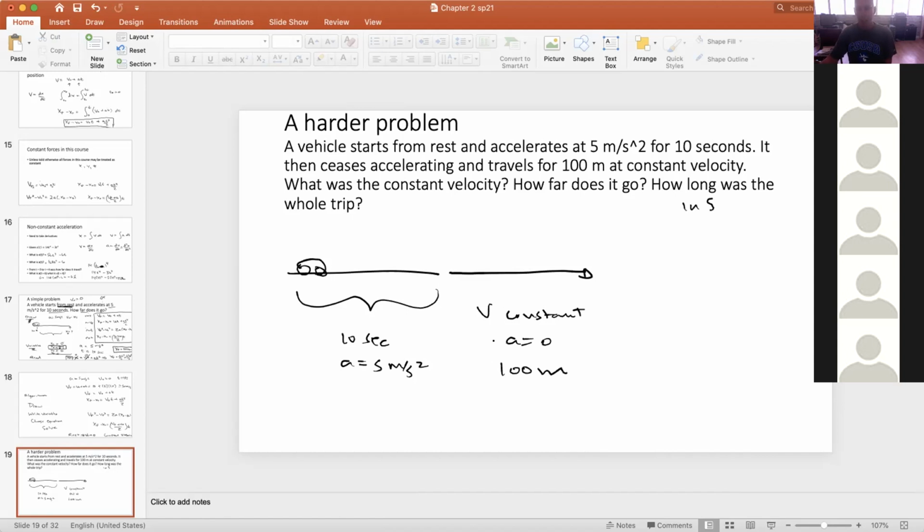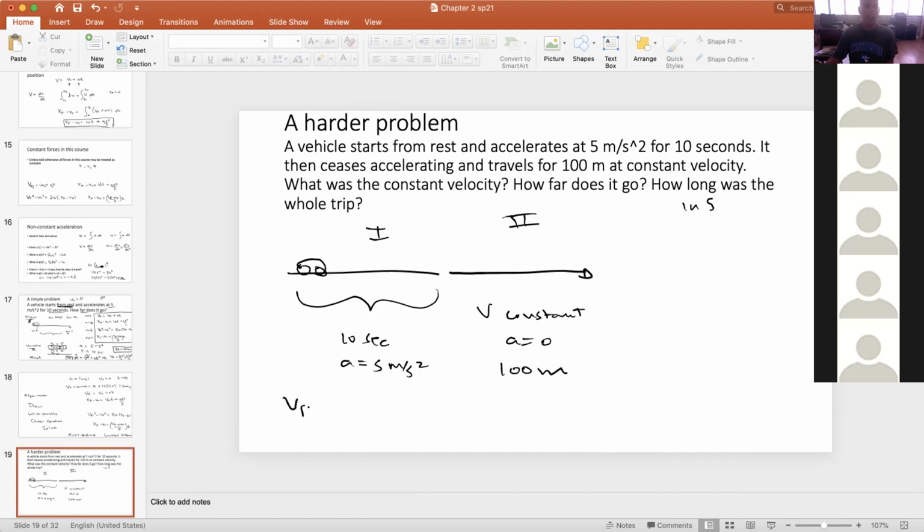So in this section, I'm going to call this I and call this II, or 1 and 2. In this section, we know how far we went. We know we had no acceleration and v was constant. This section is exactly the same as last time.